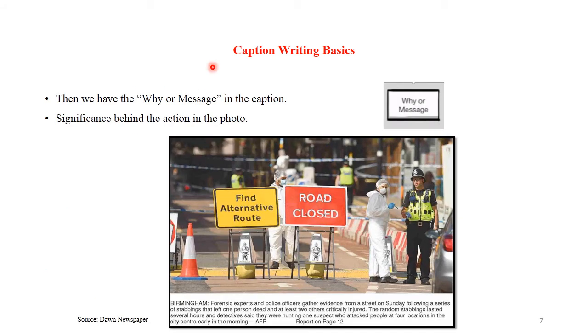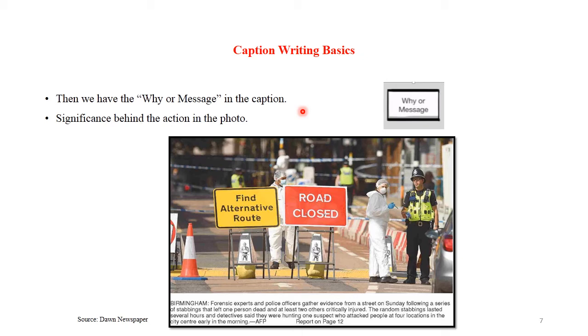The second part of the caption begins with answering the why question, right? So in part one, you are answering who, what, when, and where, and in the second part, we are searching for the answer to the question why. We will give the message.